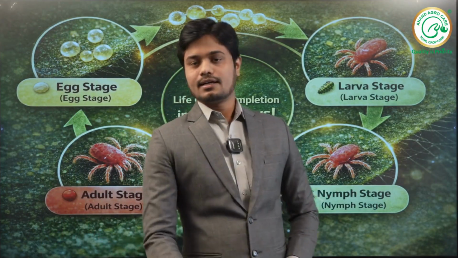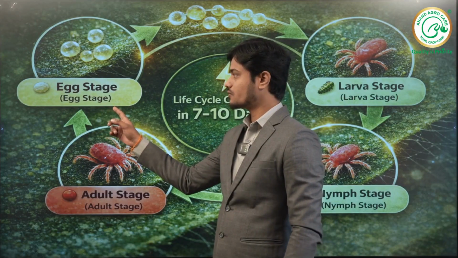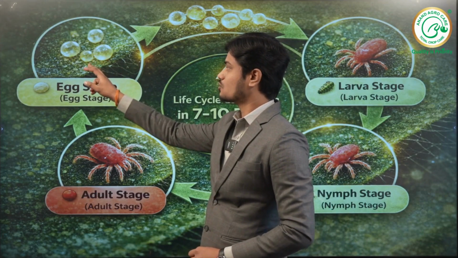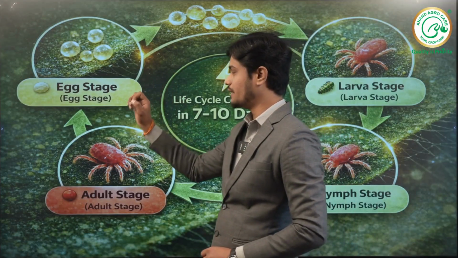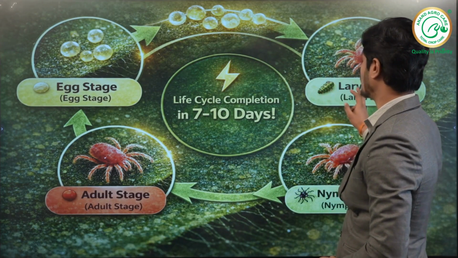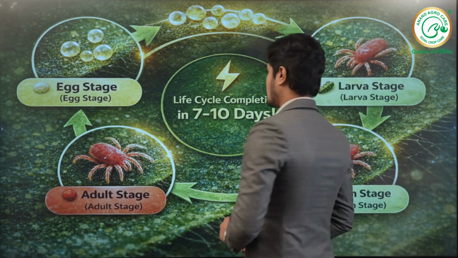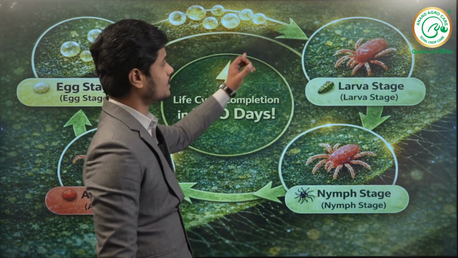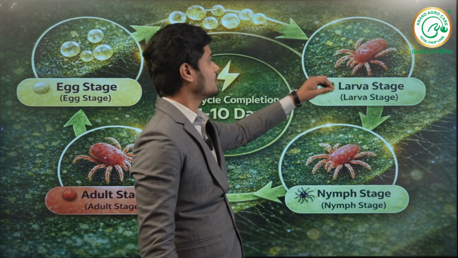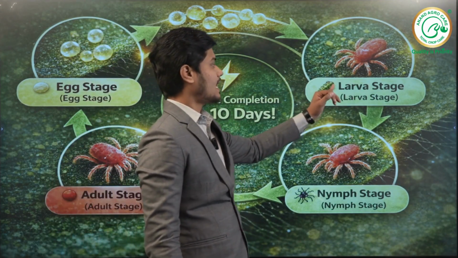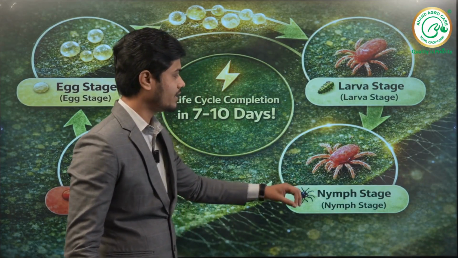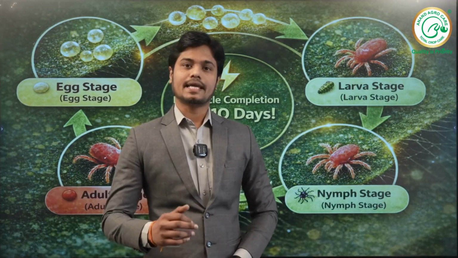Now we will see its life cycle. Every insect's life cycle begins with the egg stage, where spherical and translucent eggs hatch on the surface of leaves. Then these eggs turn into the larval stage, where the small mites mostly focus on feeding on plant sap. Then these larvae become nymphs. Here they form 6 to 8 legs, and their continuous feeding causes visible symptoms like discoloration of leaves.